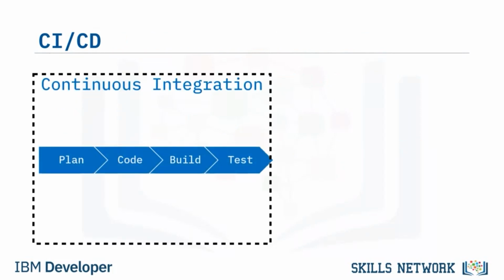Continuous integration consists of the plan, code, build, and test phases. This is where developers plan and then code the solution and then build it and test it in several repeating cycles until it's complete. And then the solution is ready to be delivered.